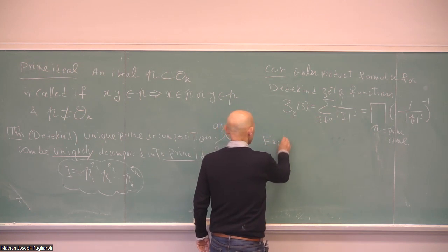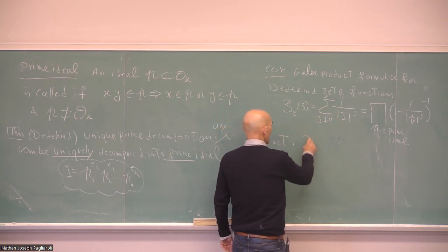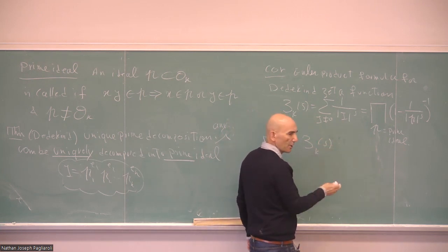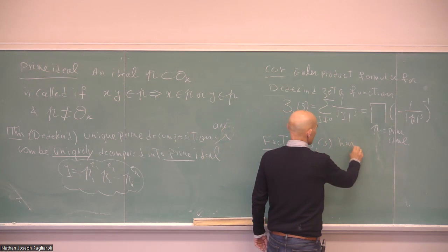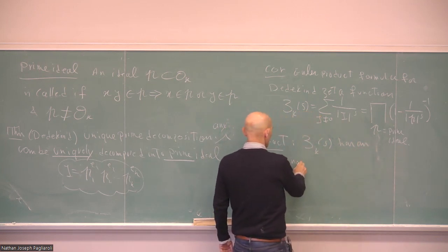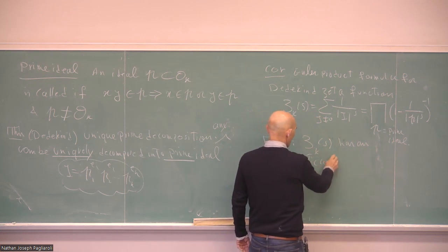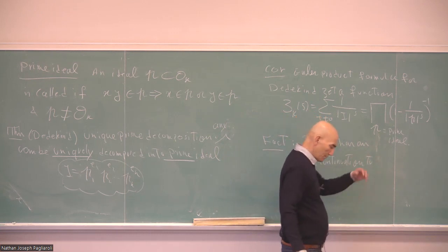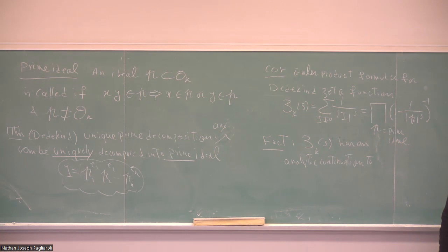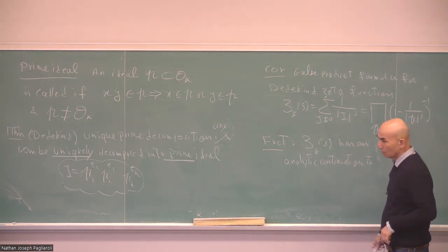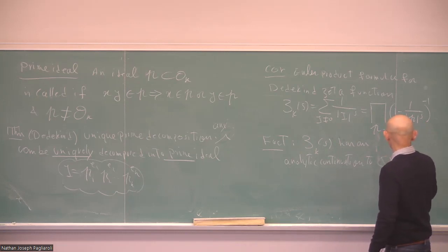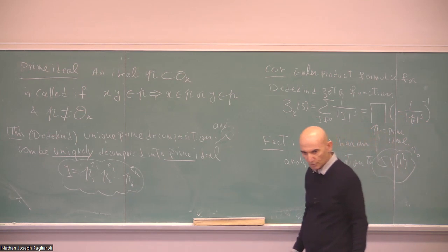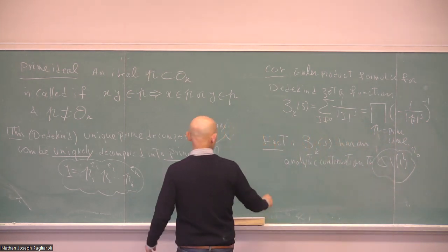The fact is that zeta K of s has an analytic continuation to, I believe, the complex numbers minus 1 again, although I'm not 100% sure. I have to check, to C minus 1. So check it for yourself. That's important. And it satisfies a functional equation.